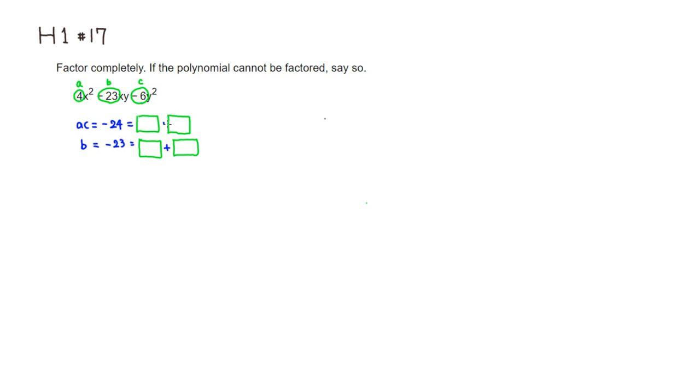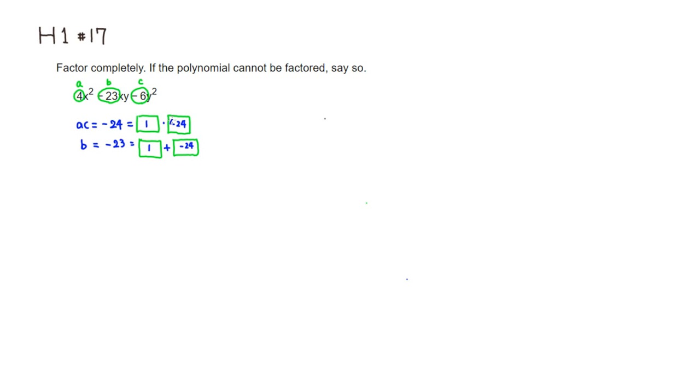Looks like we can probably do 1 and 24, or maybe 1 and negative 24. 1 times negative 24 would be negative 24. So let's try that and see if it works out. 1 and negative 24. This multiplication gives you negative 24. How about 1 plus negative 24?